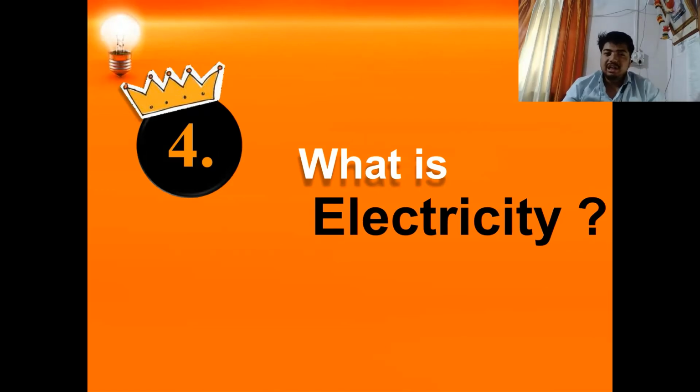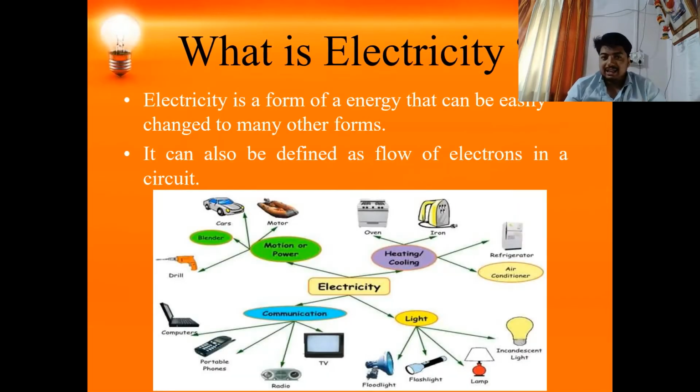Okay, now we have studied about charge. Now let's study about electricity. What is electricity? Electricity is a form of energy that can be easily changed from one to many other forms. It has also been defined as a flow of electrons in enclosed electric circuits.